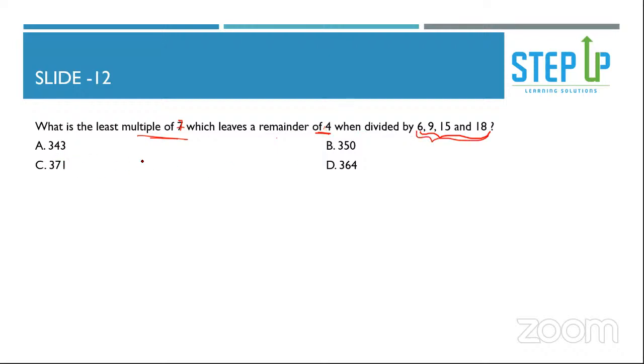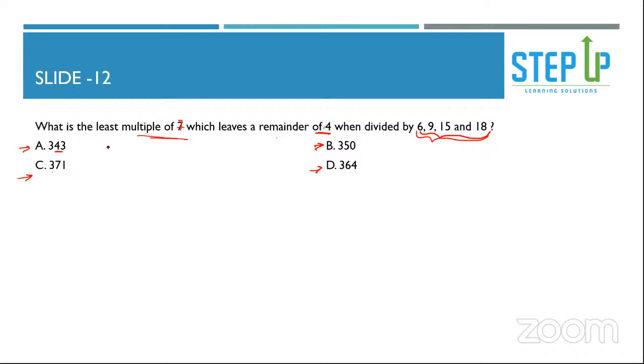So how many options are divisible by 7? This one is divisible. This one is divisible. 7 cube is 343. This is 350, divisible by 7. This is also divisible by 7. And this is also divisible by 7. All the numbers are divisible by 7, so it is not helping you. Now, which leaves a remainder of 4 when divided by 6.